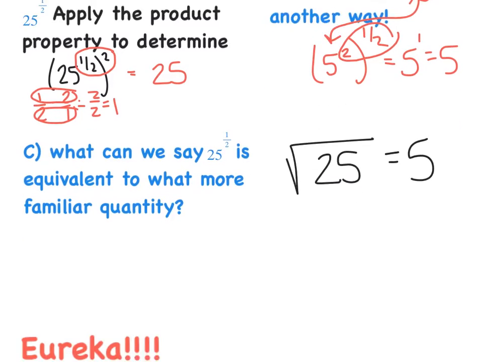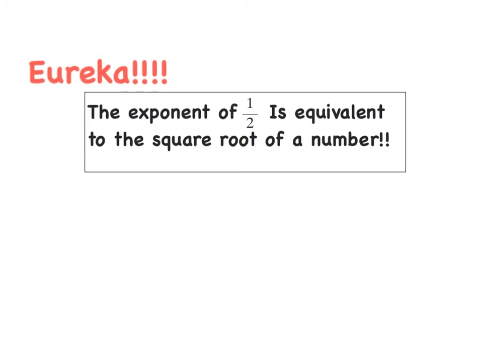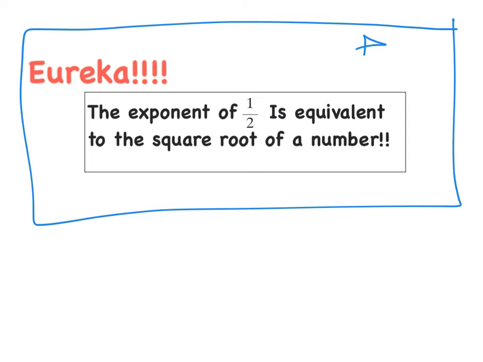So here's the deal, guys. Eureka! The exponent of 1/2 is equivalent to the square root of a number. Let's get that in our notebook, box it in, do what you need to do. This is a big deal for us. The exponent of 1/2 is equivalent to the square root of a number.